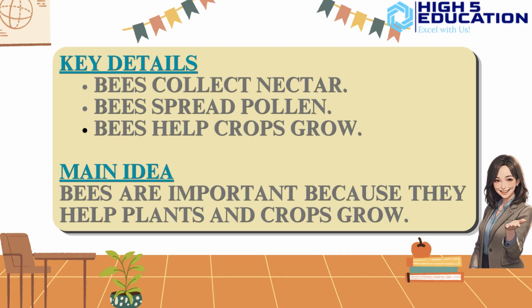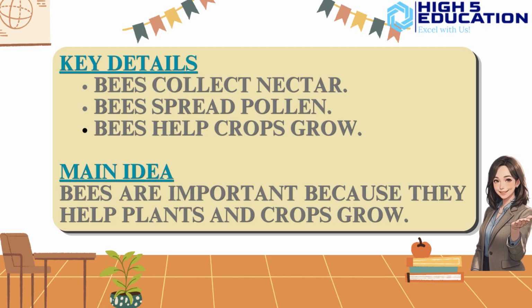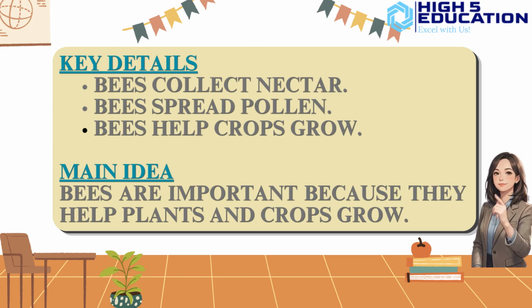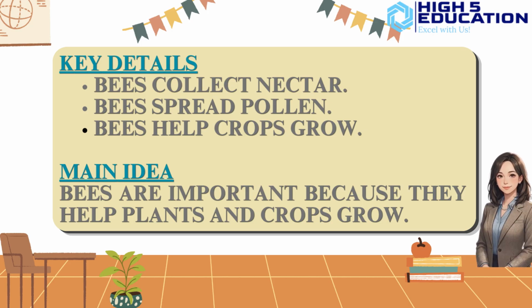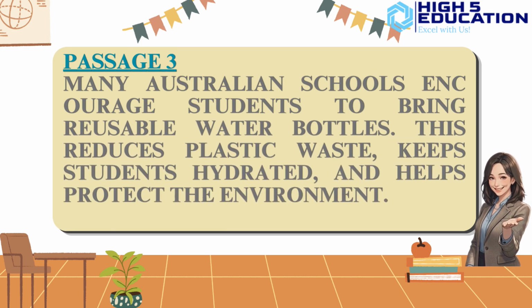Now, ask yourself, what do all these details have in common? They all show that bees play an important role in helping plants and crops grow. So, the main idea is, bees are important because they help plants and crops grow through pollination. Notice how we combined all the key details into one clear sentence instead of choosing just one fact. That's how we determine the main idea of a passage. Let's try one more example to practice finding the main idea.